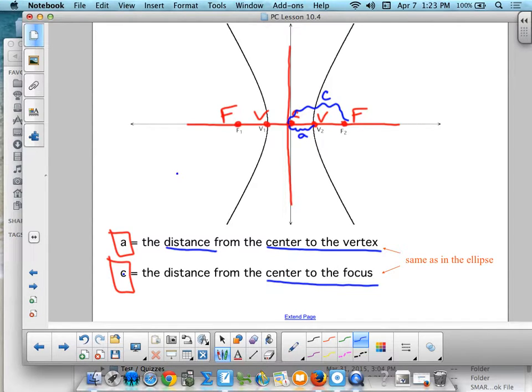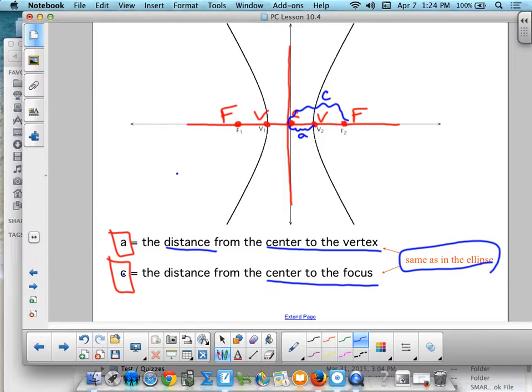Now guys, isn't that the same as the ellipse? Look at the ellipse. What was the distance from the center to the vertex? A. What was the distance from the center to the foci? C. So basically it's the same thing. Same as the ellipse. I tried to write you a little note there. Nothing changed. You just have to remember what you knew last week.